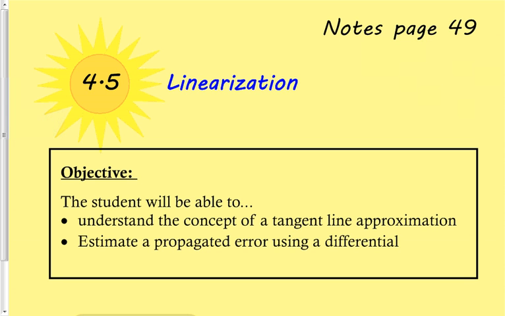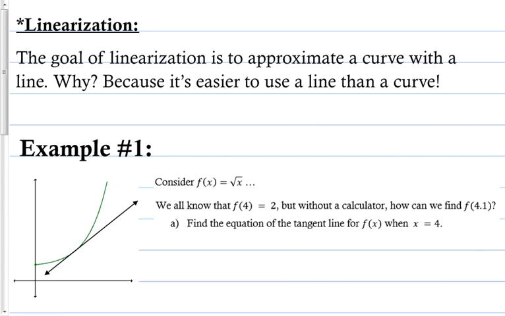4.5 linearization. We're going to understand the concept of a tangent line approximation and estimate a propagated error using a differential. Okay, so first off, linearization is using tangent lines to estimate values on a curve. That's the goal of linearization. And the reason we use a straight line is because it's easier. We know equations of straight lines and how to find them. Curves make it a little more difficult.